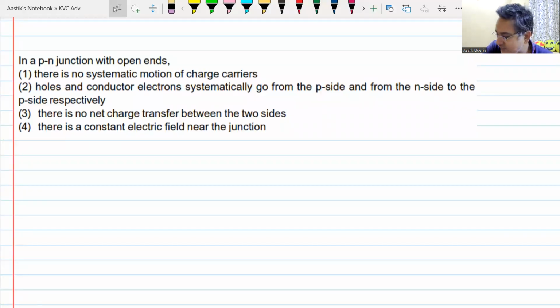Now this is a question that comes in a PN junction with open ends. What do I mean by open ends? It is not connected to anything. It's just a PN junction as the one that we just showed. In a PN junction with open ends, which of the following options are correct? This is a question from JEE Advanced, multiple choice. So more than two options can be correct. I'll give you a minute to give me the correct answer.